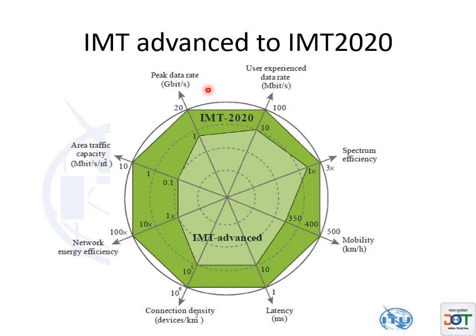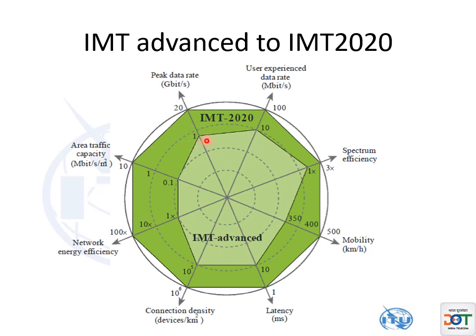So let us first talk about peak data rate. As I said, the peak data rate for 5G is defined as 20 gigabit per second in downlink. And if you look at the IMT Advanced requirement of peak data rate, it was 1 gigabit per second in LTE Advanced.